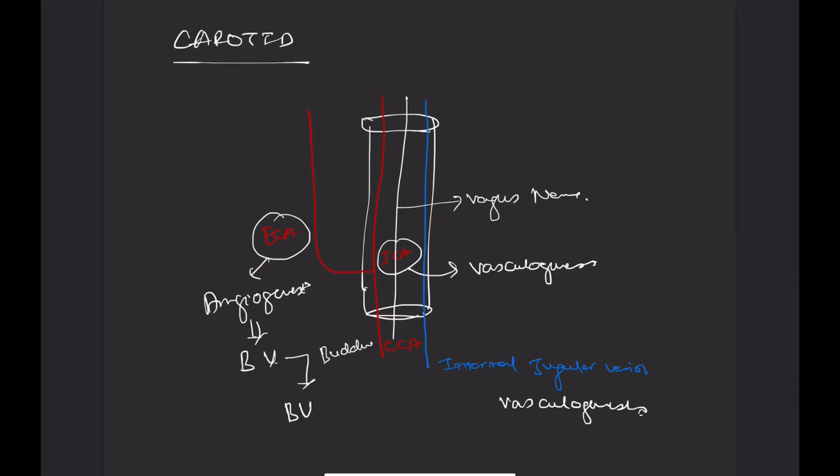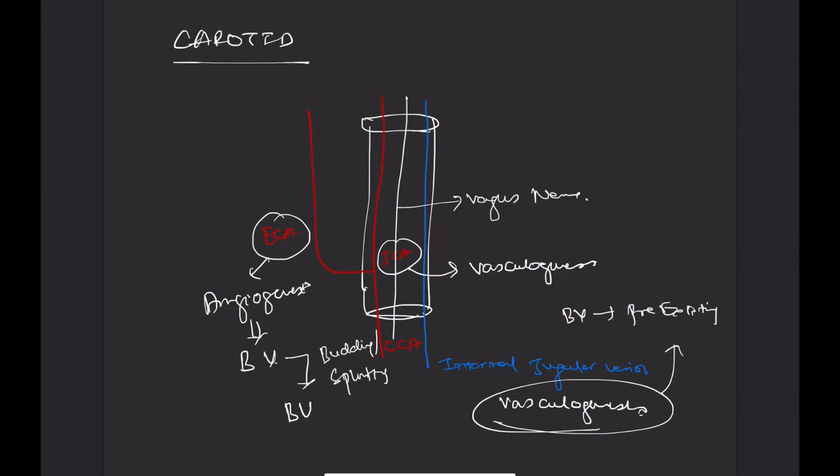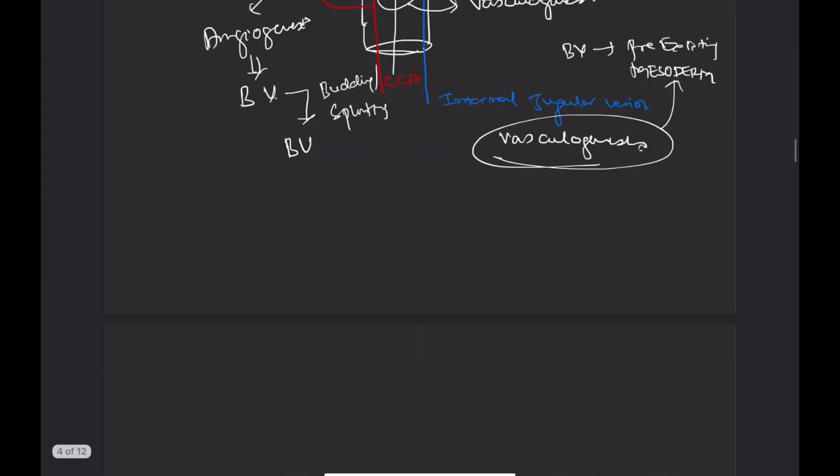By budding or by splitting. While vasculogenesis is nothing but the blood vessel developing from where? It is developing from the pre-existing mesoderm. Now remember.